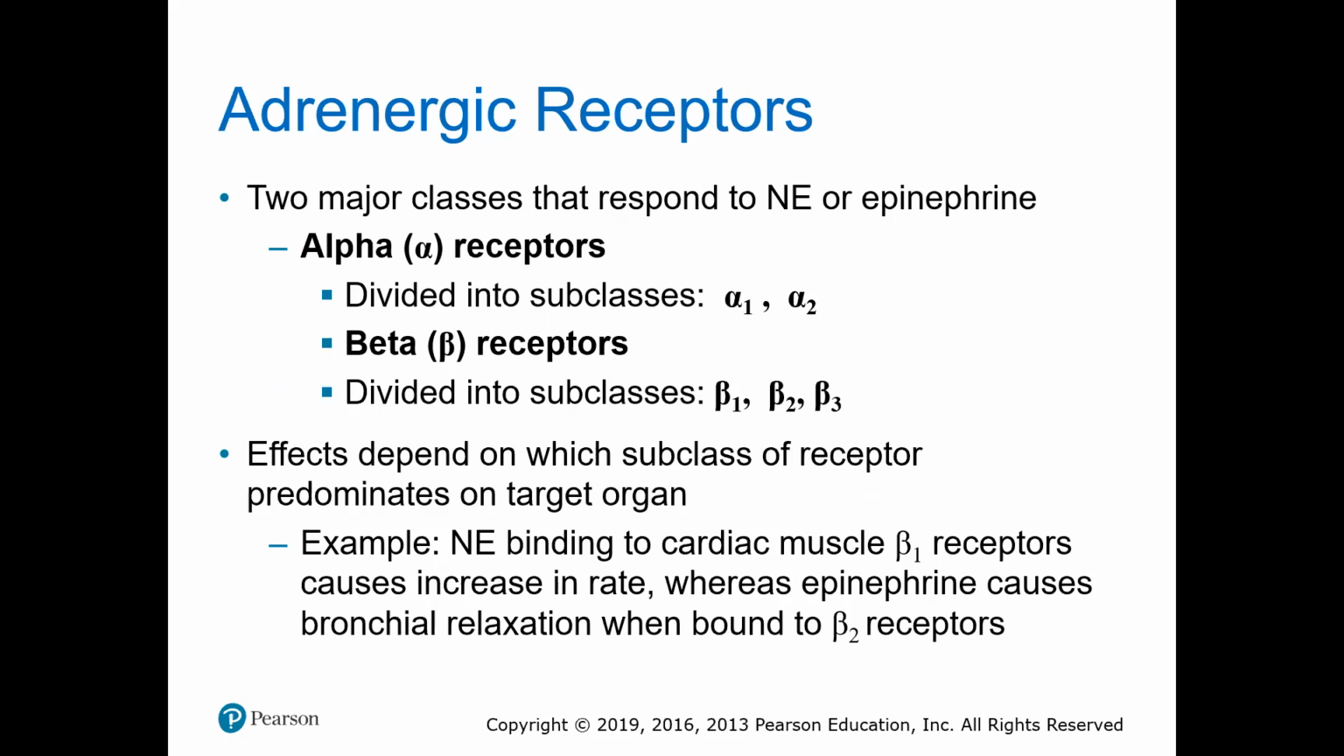So, the adrenergic receptors can be alpha receptors or beta receptors. And it depends on what the norepinephrine is going to do. Norepinephrine causes the heart rate to go up. Epinephrine causes the bronchi to relax. It depends, we have alpha receptors and beta receptors. It depends on what the reaction is going to be, depending on which receptor they land on.